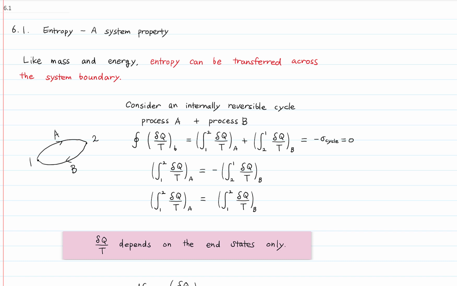It starts from the Clausius inequality. So it states that for any cycle, the cyclic integral of delta Q divided by the temperature is always less than 0 for irreversible processes or equal to 0 for reversible processes.